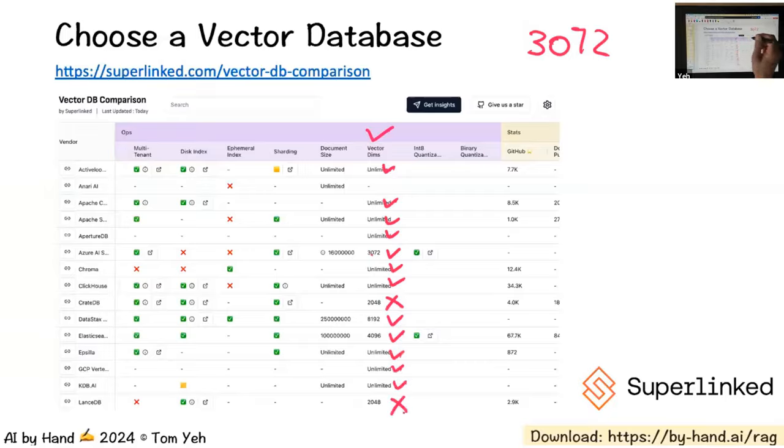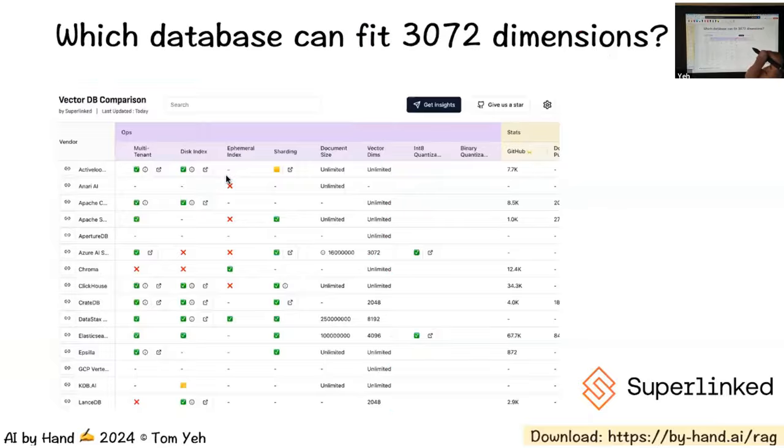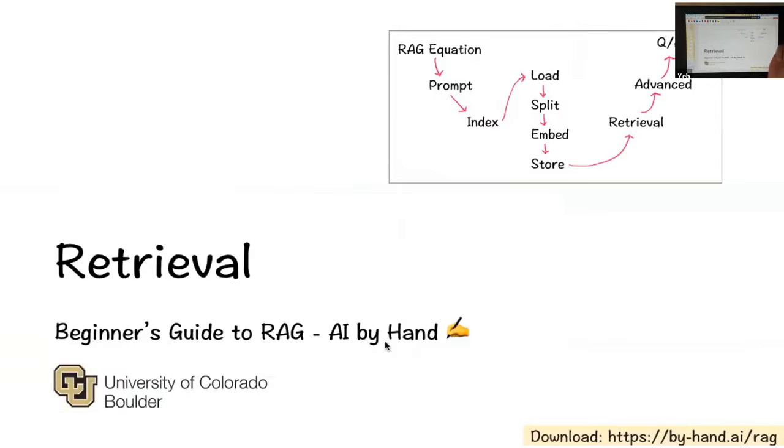So you can use this as a good resource to choose, along with some other fields, like whether they provide sharding, how scalable they are, and so on. So that's how you choose a vector database. So which database can fit 3072 dimensions? I just solved it in the previous slide. I should have done the exercise here. Anyway, we finished the stack for index.